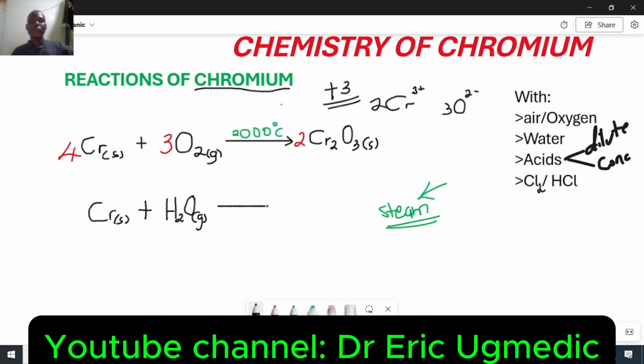and then these are going to give me chromium 3 oxide, which I've already showed you how we get to this formula of the compound. So we have our Cr2O3, a solid, and then hydrogen gas, which is a gas. So we have hydrogen as well.